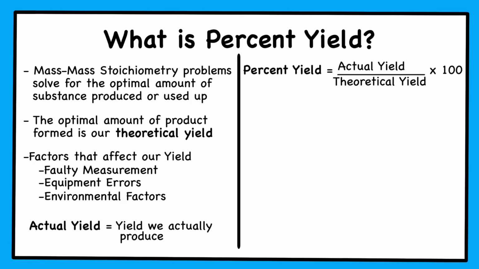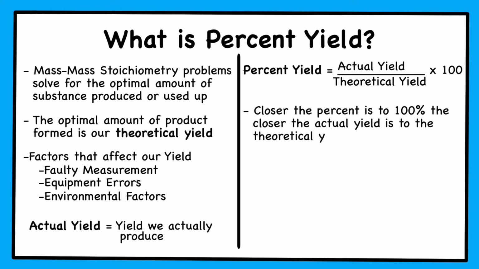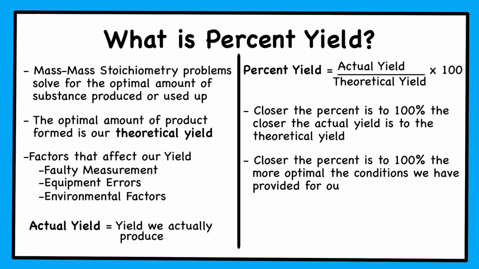The percent yield of a product is the ratio of the actual yield to the theoretical yield, expressed in percentage. In other words, it is the actual yield divided by the theoretical yield, then multiplied by 100 to create a percent. The closer the percent is to 100%, the closer the actual yield is to our theoretical yield. This means the closer to 100% our percent yield is, the more optimal conditions we have provided for our reaction. So let's work a practice problem with this.